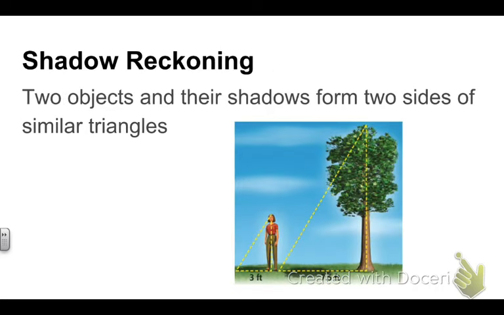So, shadow reckoning. Shadow reckoning is when two objects and their shadows form two sides of similar triangles. If you look at the picture, the woman and her shadow are two sides of the triangle, and if you connect the top of her head to the end of her shadow, it forms a triangle. Same with the tree: the top of the tree to the end of the shadow, draw a line, and it shows a triangle. I do not know why, but mathematicians love these shadow problems. They are everywhere. It's called shadow reckoning.